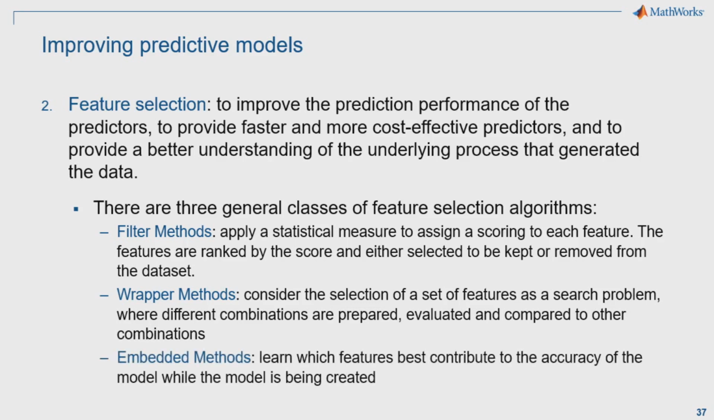And another way is to use embedded methods. Embedded methods are essentially those that learn directly from your data which features are the best to use, that best contribute to the accuracy, for instance, of your model. An example of embedded methods is the use of regularization. So we use essentially penalty terms in the optimization procedure that is behind the training of your classifier.